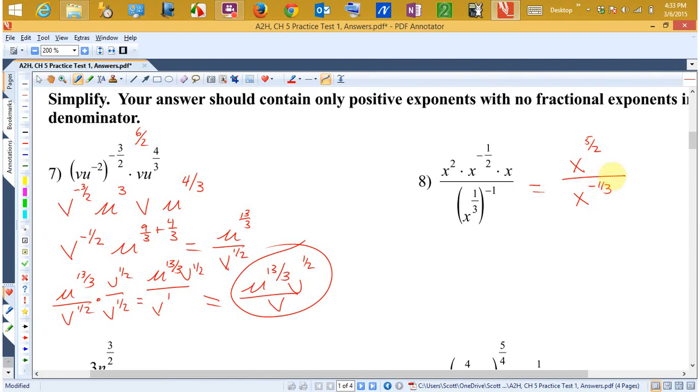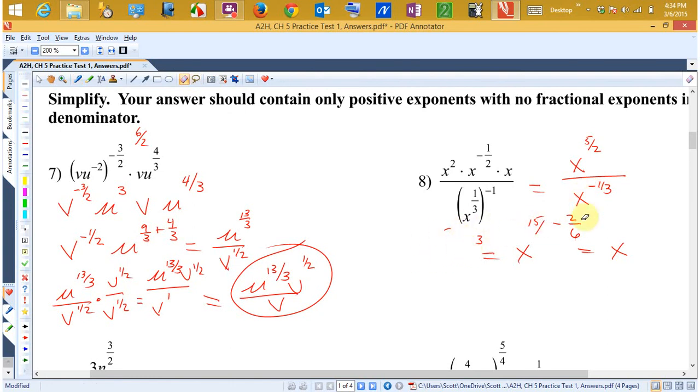So now, they both have the same base of x. So we're going to take the 5/2 exponent minus the 1/3. So that's going to be x to the 5/2 minus 1/3. They need a common denominator. That'll be 6. So I've got 15/6 minus 2/6. So I'm going to get x, oops, there's another mistake here.